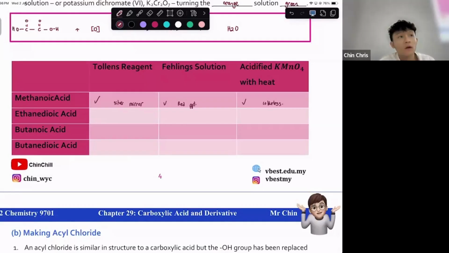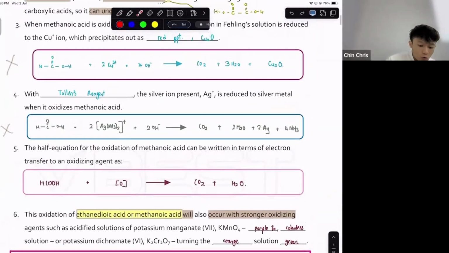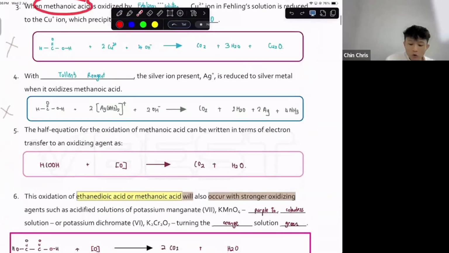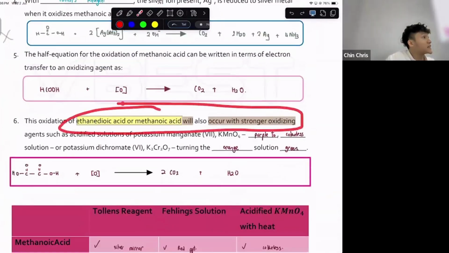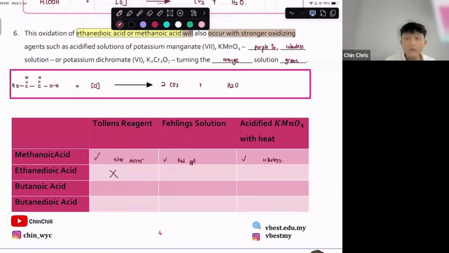Understand? Alright guys, next. Ethanedioic acid with Tollens' reagent. Yes or no? No. No reaction. Ethanedioic acid can never undergo oxidation with Tollens' or Fehling's. That oxidation can only happen with methanoic acid. Ethanedioic acid only reacts with a stronger oxidizing agent such as KMnO4. So, no reaction. Fehling's? Cannot. Acidified KMnO4? Yes, can. Colorless.